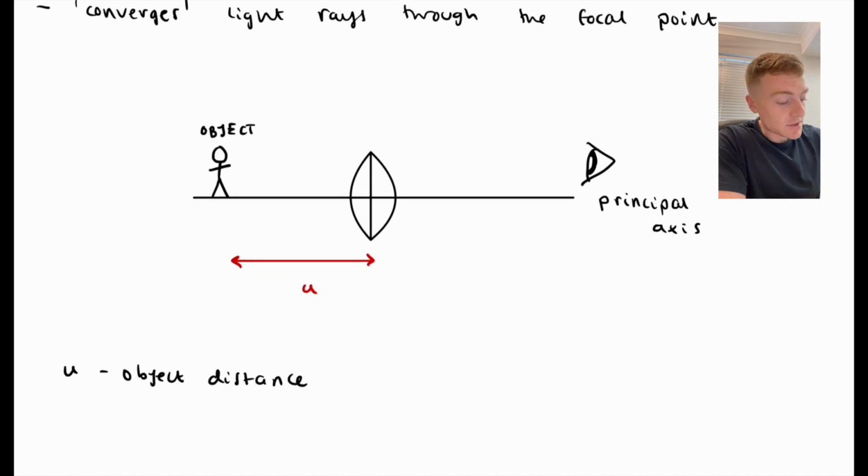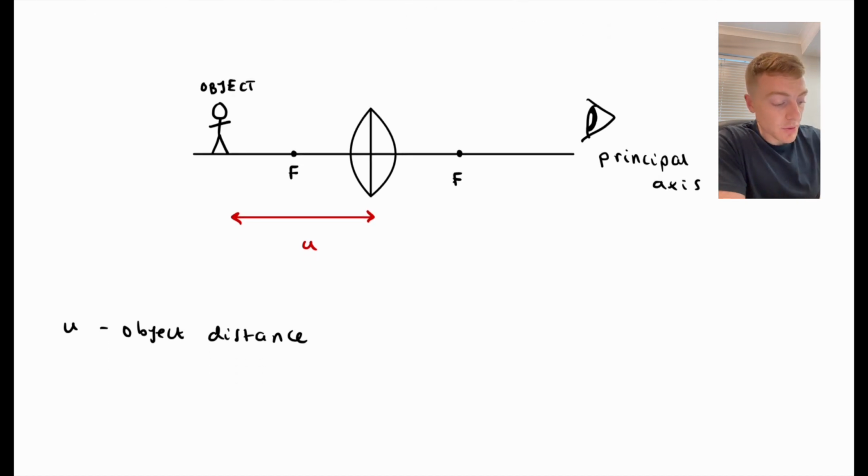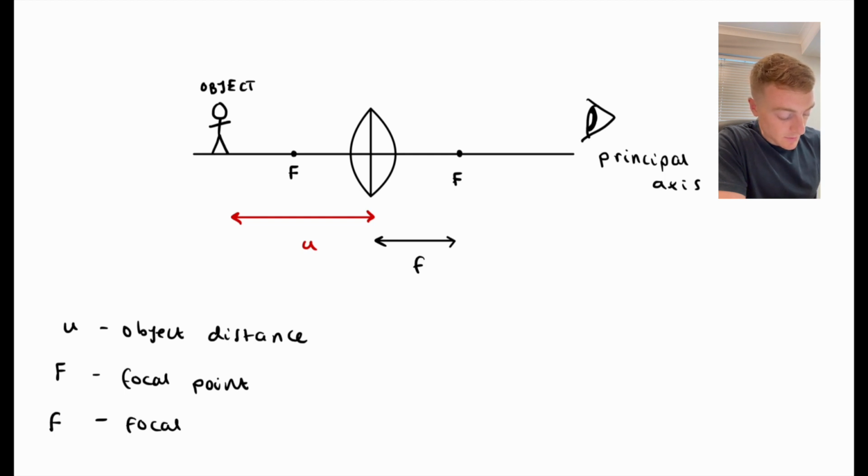Okay, now each lens has its own focal point. And this is the point that light rays get refracted through. So that's our focal point, and we'll label it F. Now it's a property of that individual lens, so you can have a focal point on either side. So we've got F is our focal point. And then the distance between the focal point and the center of the lens is what we call the focal length. I'll just give that a lowercase f, so focal length.